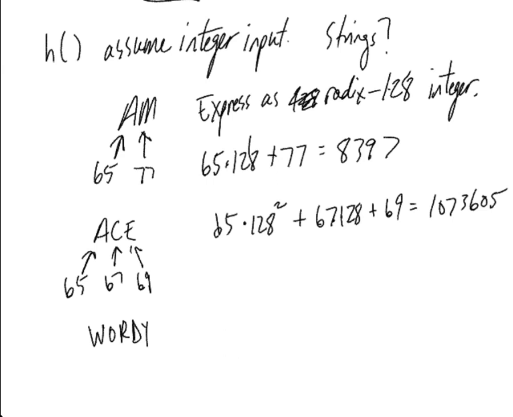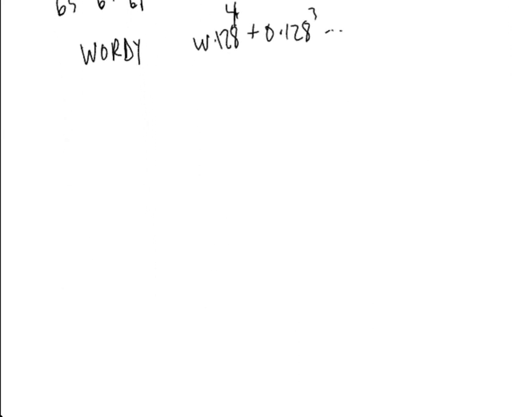Now, if we have a longer word, you can see that you're going to get the ASCII value of W times 128 to the 4th, plus the ASCII value of O times 128 to the 3rd, and so on. And so we're going to get a very big number, but that's something we just have to deal with. Okay, so input into a hash function is an integer.